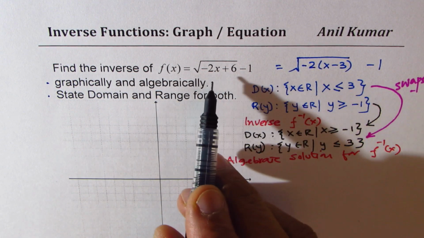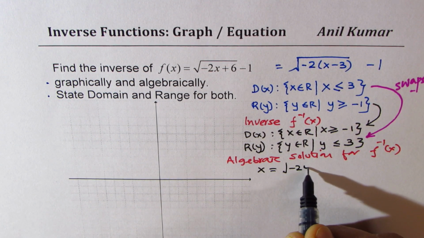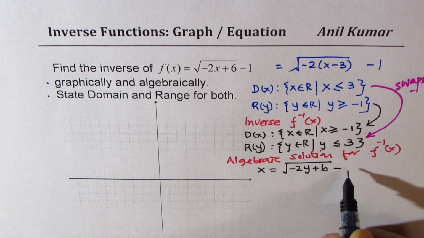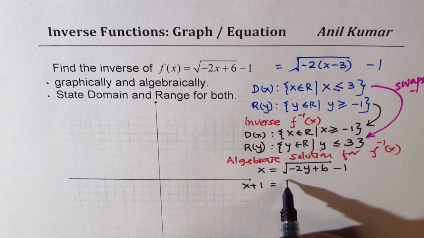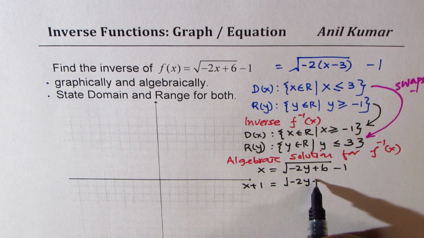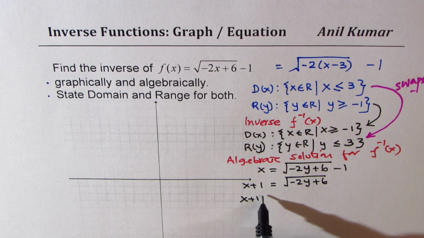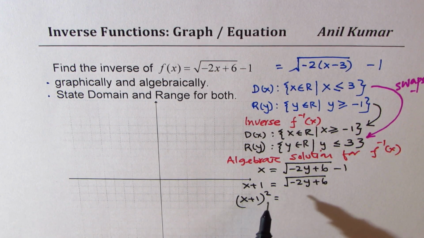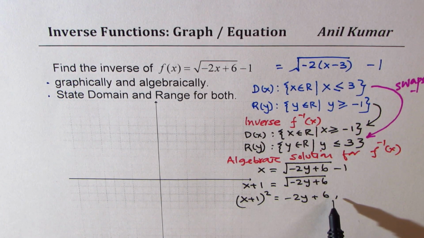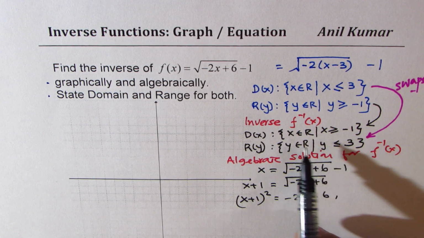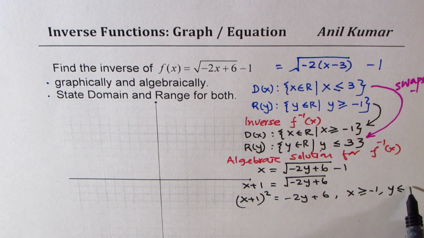First step is to swap x and y. Let's go with this function. So we get x equals square root of minus 2y plus 6 minus 1. Let's isolate y now. So we get x plus 1 equals square root of minus 2y plus 6. Now we'll square both sides. As soon as you square both sides, you are making a mistake by making negative also positive, right? And therefore, this is the time when you have to write your domain, which is that x should be greater than or equal to minus 1 and y should be less than or equal to 3.